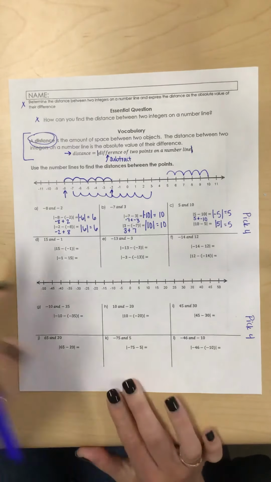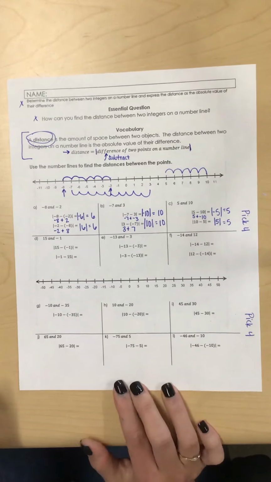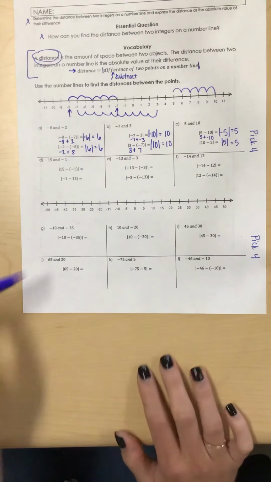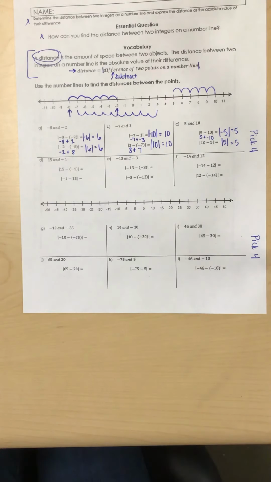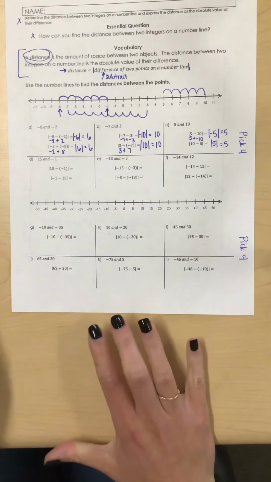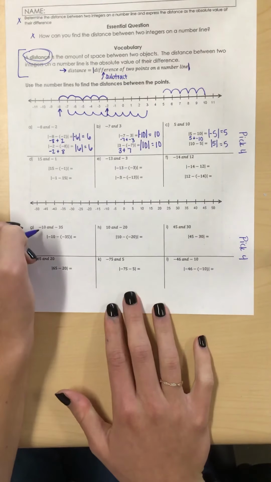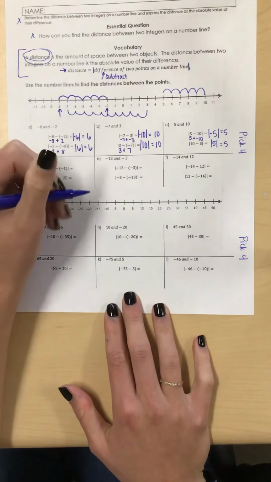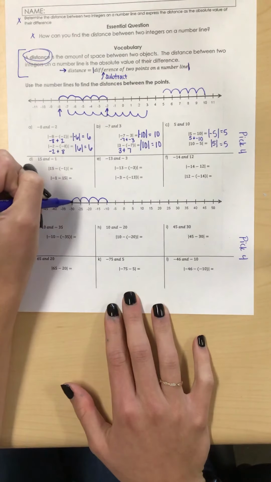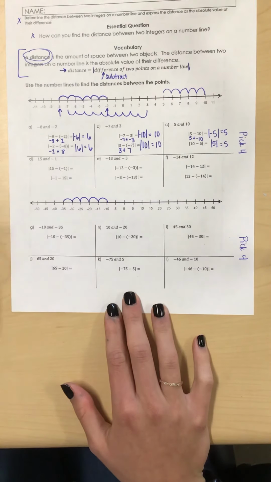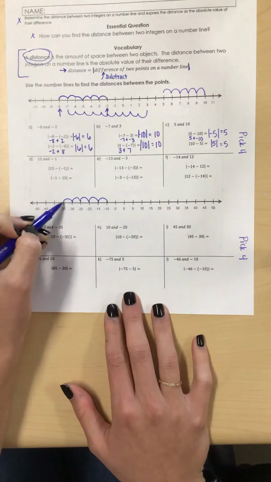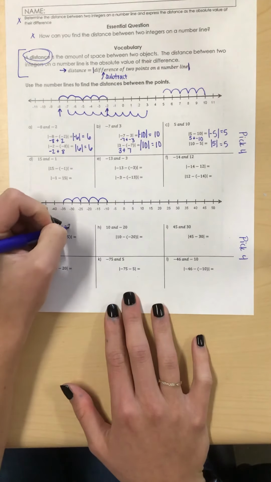Alright, so remember you're picking 4 from each of these. I'm going to do some more. I'm going to do one from down here now. Make sure you can still see good. Alright, so here -10 and -35. So I've given you another number line. This time, please note that it's counting by 5s, not by 1s. So 5, 10, 15, 20, 25. So this answer should be 25.